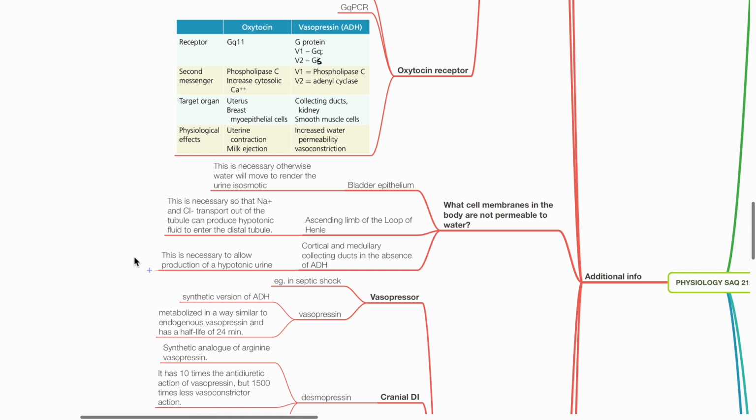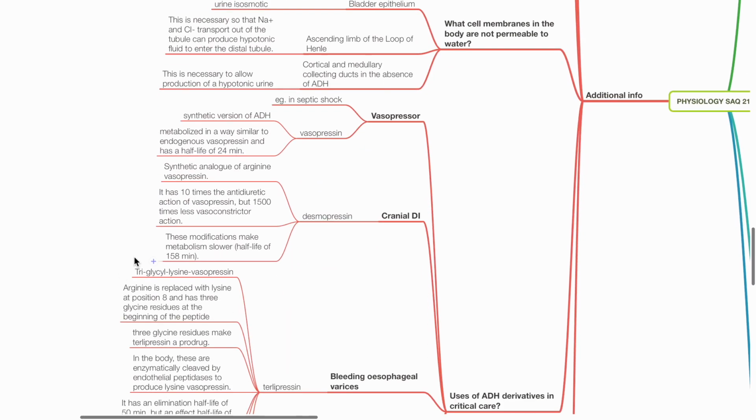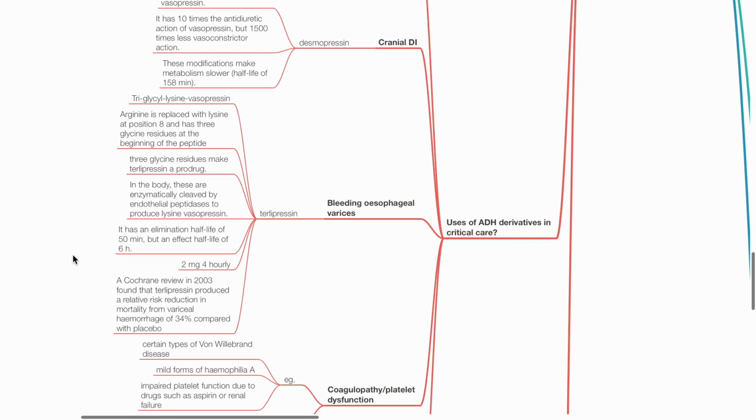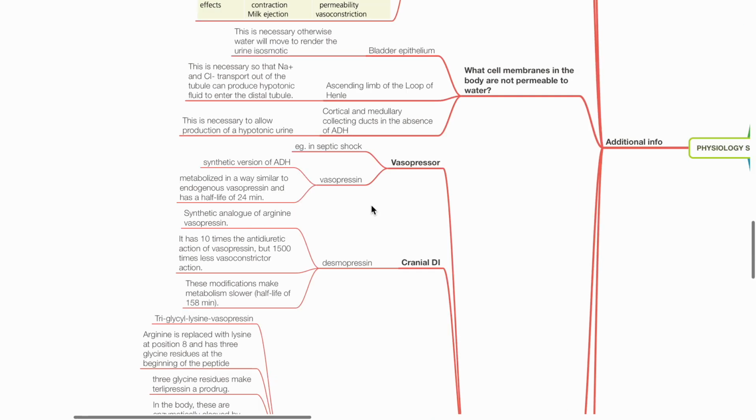What cell membranes in the body are not permeable to water? This includes bladder epithelium, ascending limb of loop of Henle, and cortical and medullary collecting ducts in the absence of ADH. What are the uses of ADH derivatives in critical care? Vasopressin is used as a vasopressor, for example in septic shock.